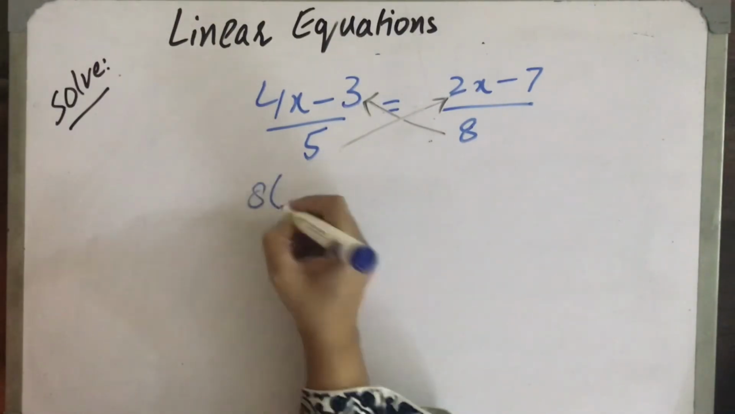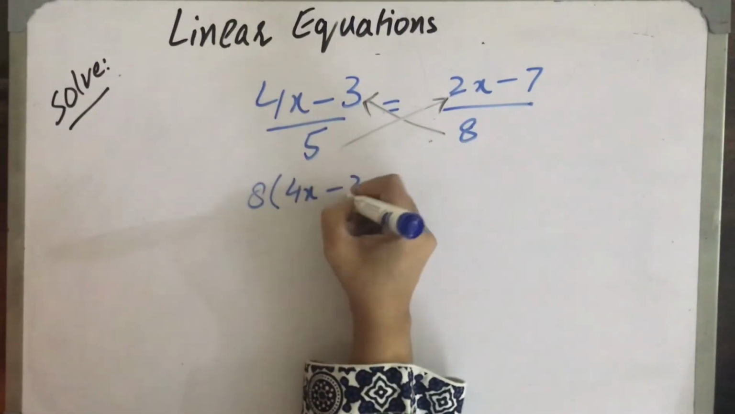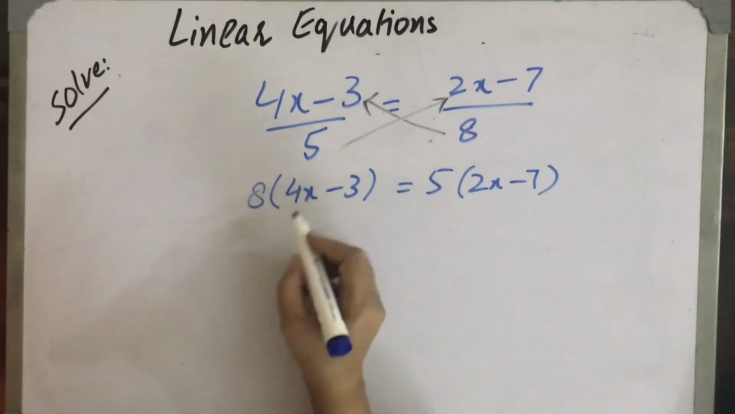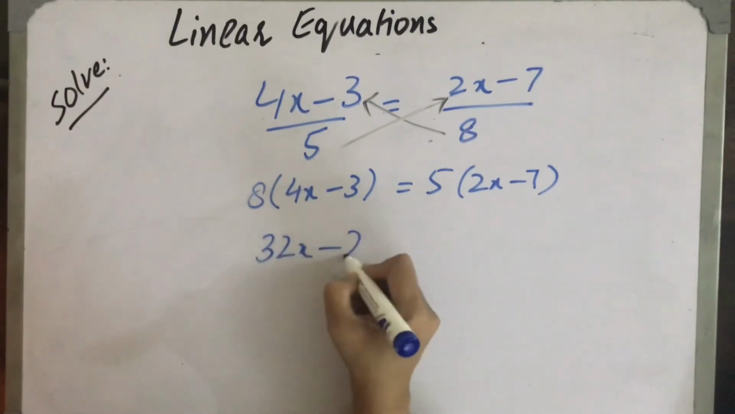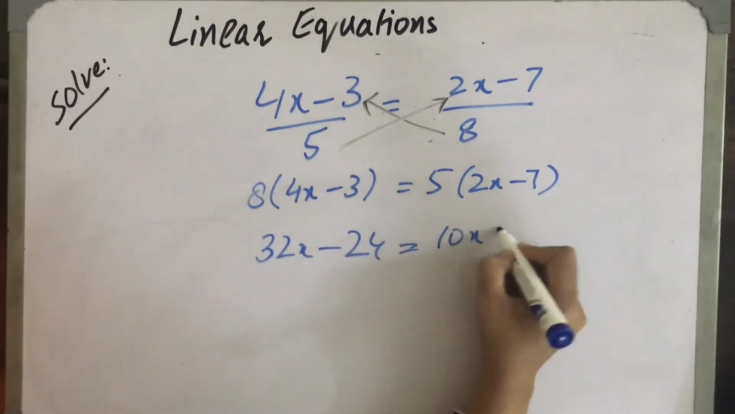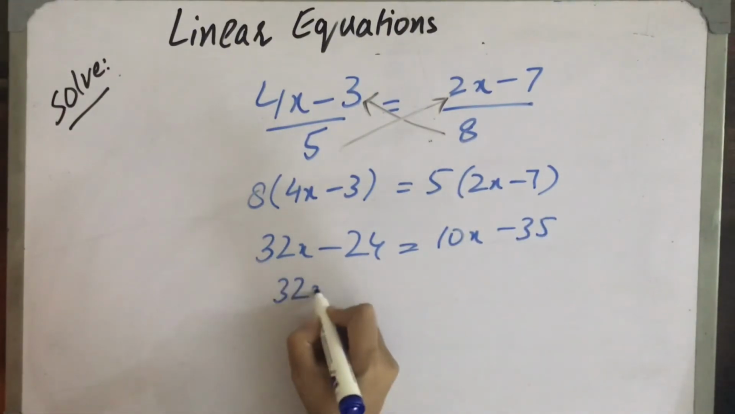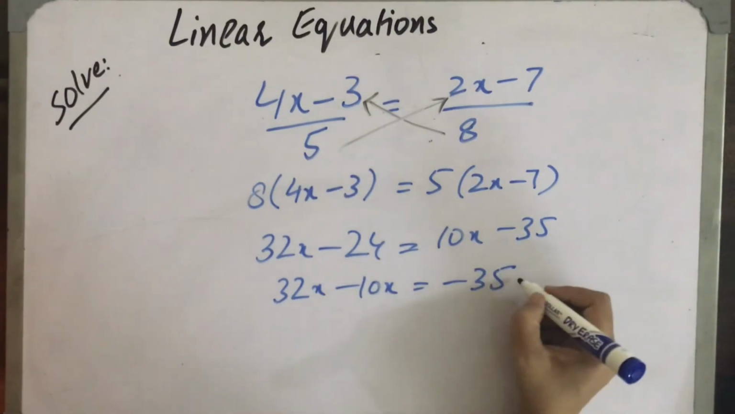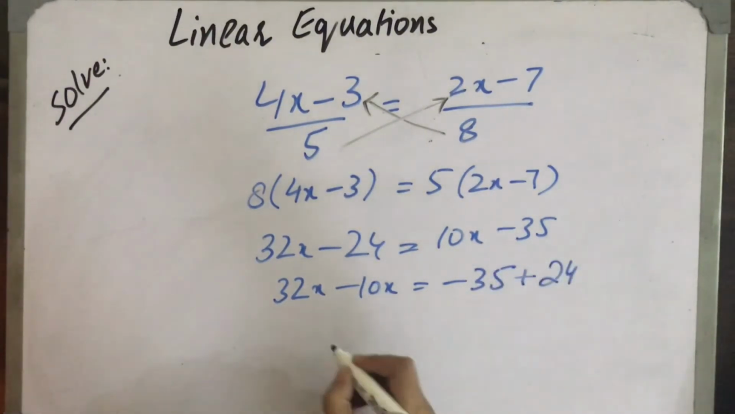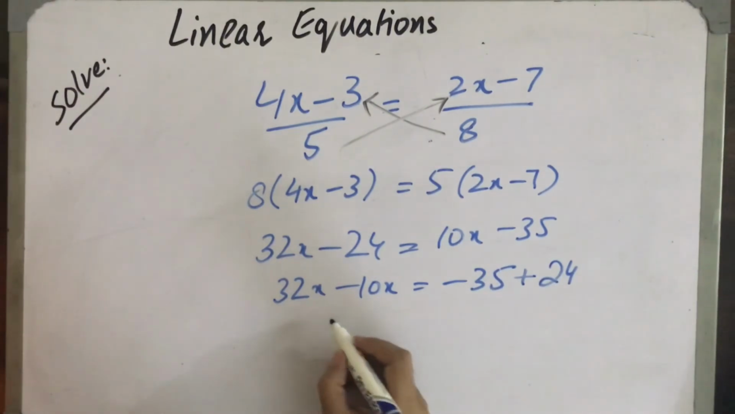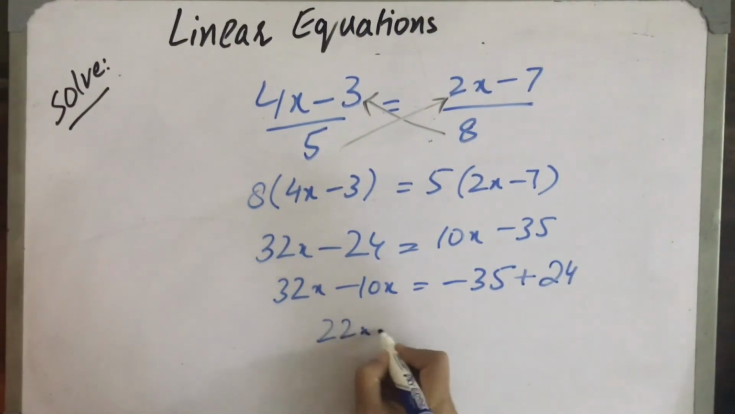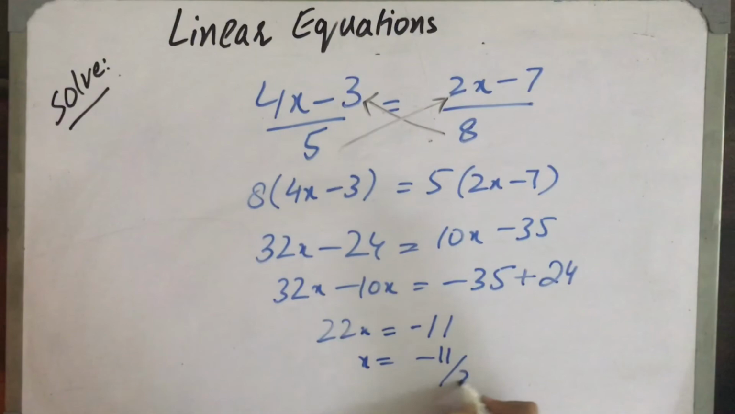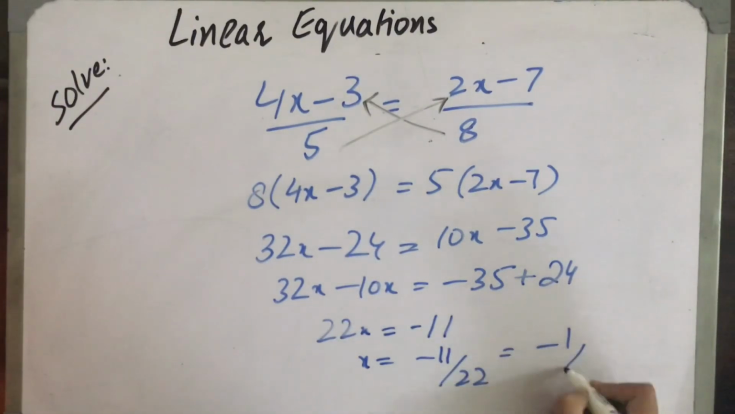So I shall take this 8 to this side. I shall multiply it with 4x minus 3 and 5 with 2x minus 7. Hope you know the next step. We have to multiply and open the bracket. Then we shall bring both the variables on one side. The negative number will become positive on the other side and the positive number will become negative on the other side. Then we shall subtract or add. If we have the same sign, we shall add, and if we have opposite signs, we shall subtract, and then we shall have the final answer. It is minus 1/2 here.